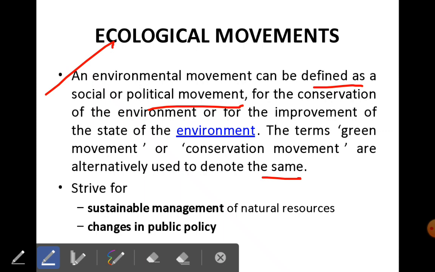What ecological movements strive for is sustainable management of natural resources. Striving for is what they aim for, what they want to change. What they want is sustainable management of natural resources, and for that to happen, public policy needs to be changed. So they strive for both these things. This is their objective. So you've understood what these movements mean and what their objectives are.